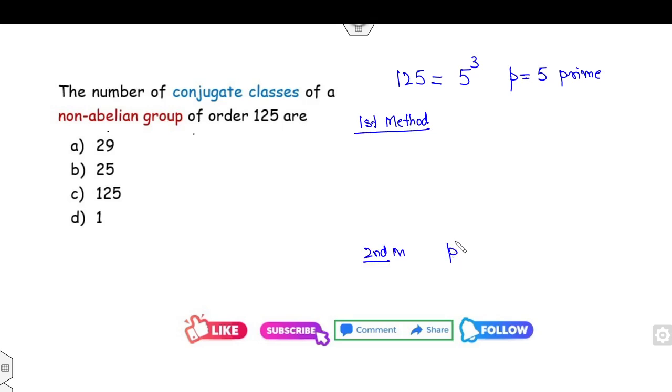So what is the number of conjugate classes for the p cube form? P square plus P minus 1. So P is 5, 25 plus 5 minus 1. That will be 25 plus 4, 29 is the right answer.